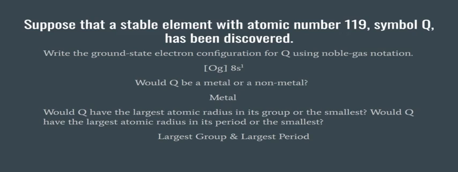The second question was, would Q be a metal or a non-metal? We figured that it would be a metal because it is in group 1, which is made up of alkali metals.